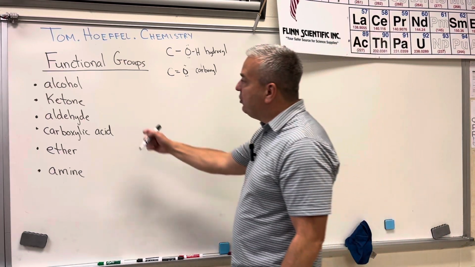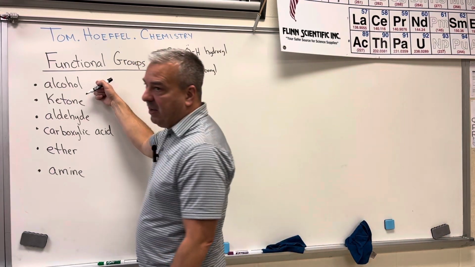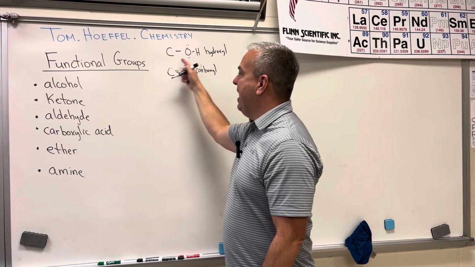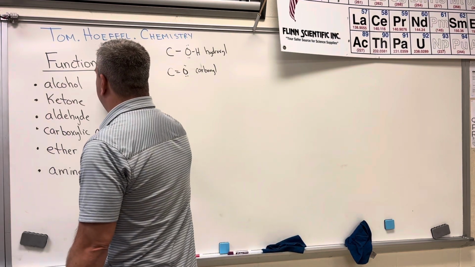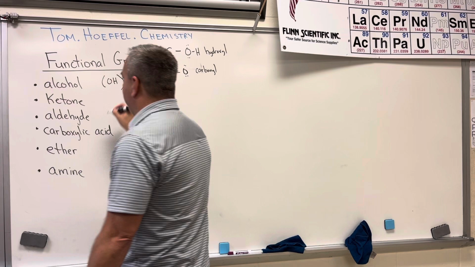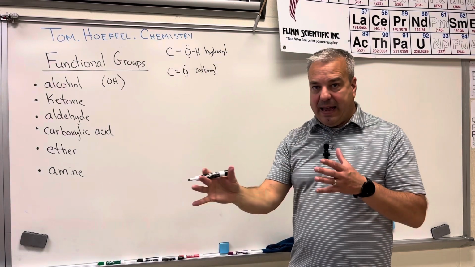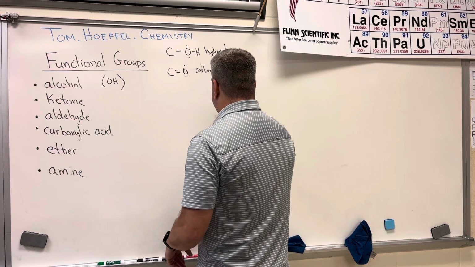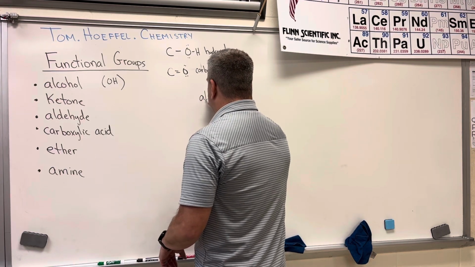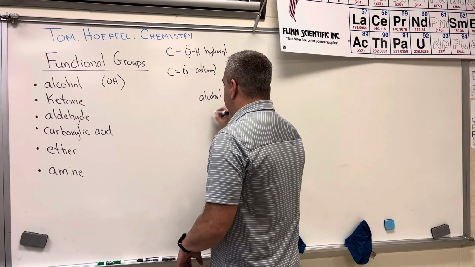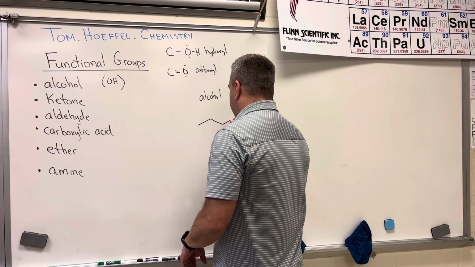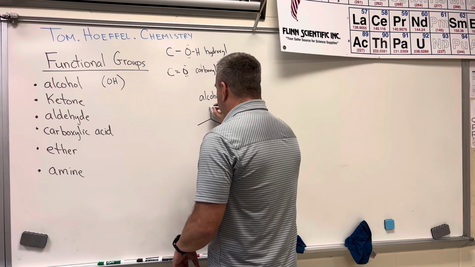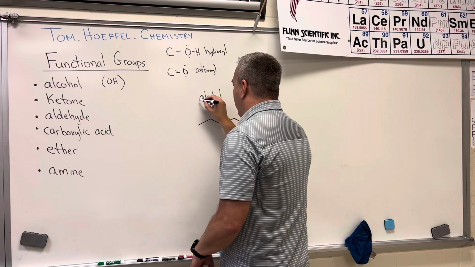Okay, so let's jump into the alcohol. The alcohol is going to have the hydroxyl group somewhere in the chain. It can be on the end or it can be in the middle. It doesn't matter. So let's say that this group here is going to be called an alcohol. We've got this carbon chain, and somewhere in the middle, we're going to have an OH group.